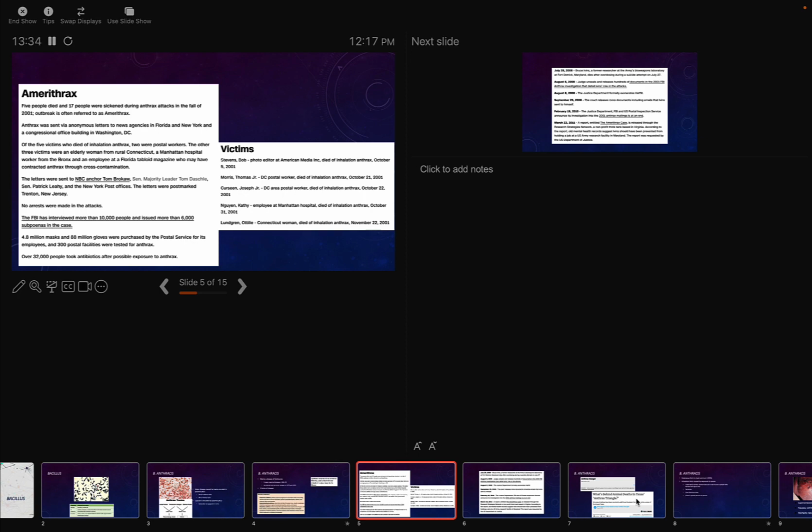And they never made an arrest. They interviewed, you can see here, 10,000 people, more than 6,000 subpoenas. The Postal Service bought millions of masks and gloves. 300 postal facilities were tested for anthrax. 32,000 people were given prophylactic antibiotics. It was a really, really big deal.